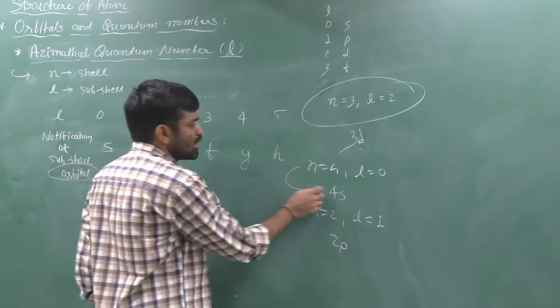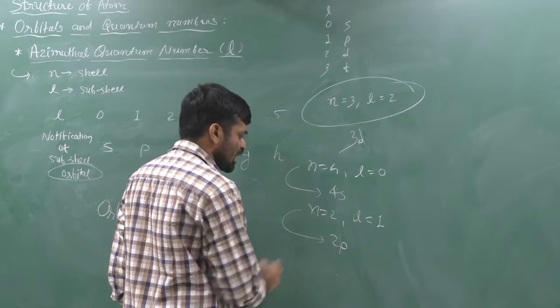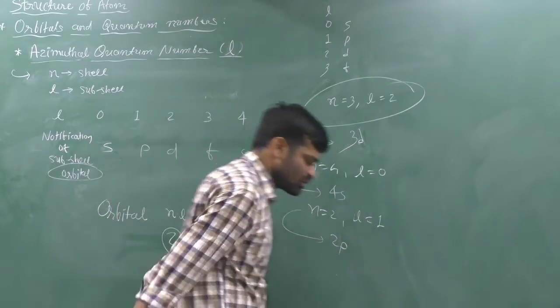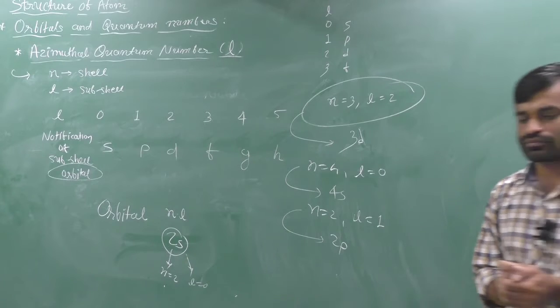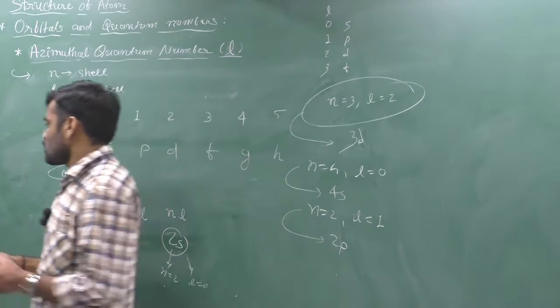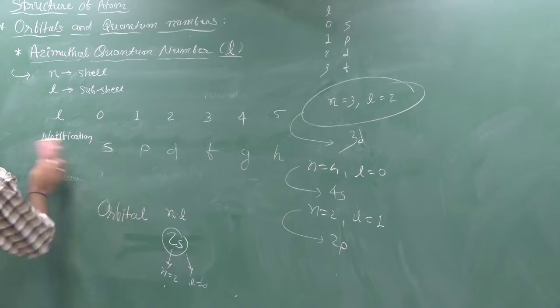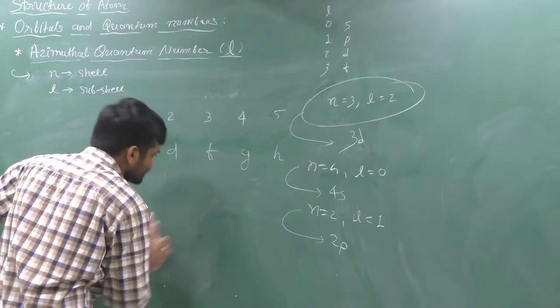It is the orbital regarding this quantum number. It is the complete address of the orbital. Clear? It is a complete address of the orbital. And what is the meaning of that, we can understand here.